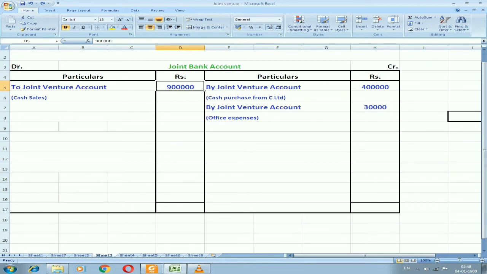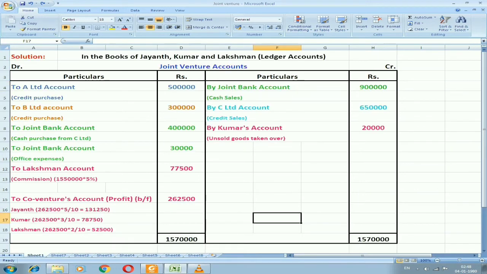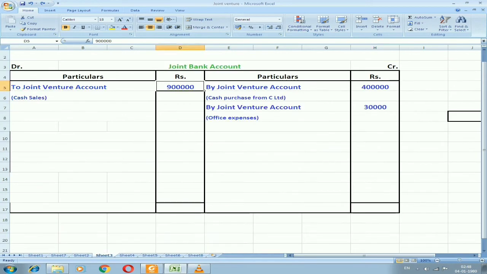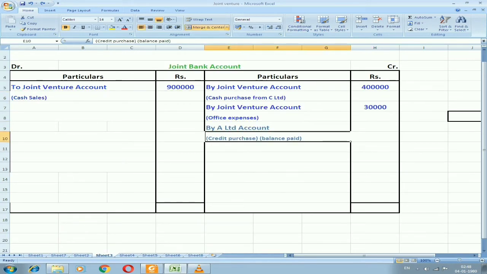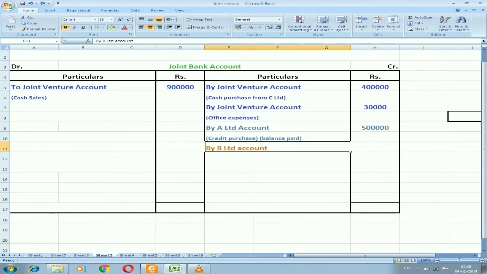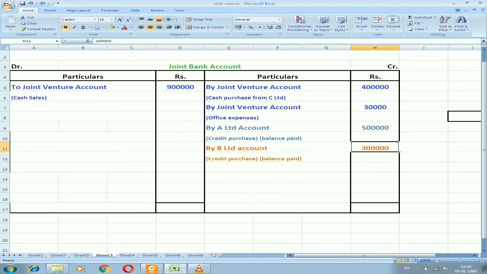So let us move on with other accounts, which are A Limited account, B Limited account and C Limited account. In those three accounts, if we are having joint bank account, then we need to take it. First A account, we have one. On the debit side, we have joint bank account. That's supposed to be transferred to the credit side in the name of A Limited, 5 lakh. On the B Limited also, we have one joint bank account, which is also on the debit side. So we are supposed to transfer it on the credit side of joint bank account in the name of B Limited with the amount of rupees 3 lakh. That is also credit purchase. It is also paid at the end of the joint venture.